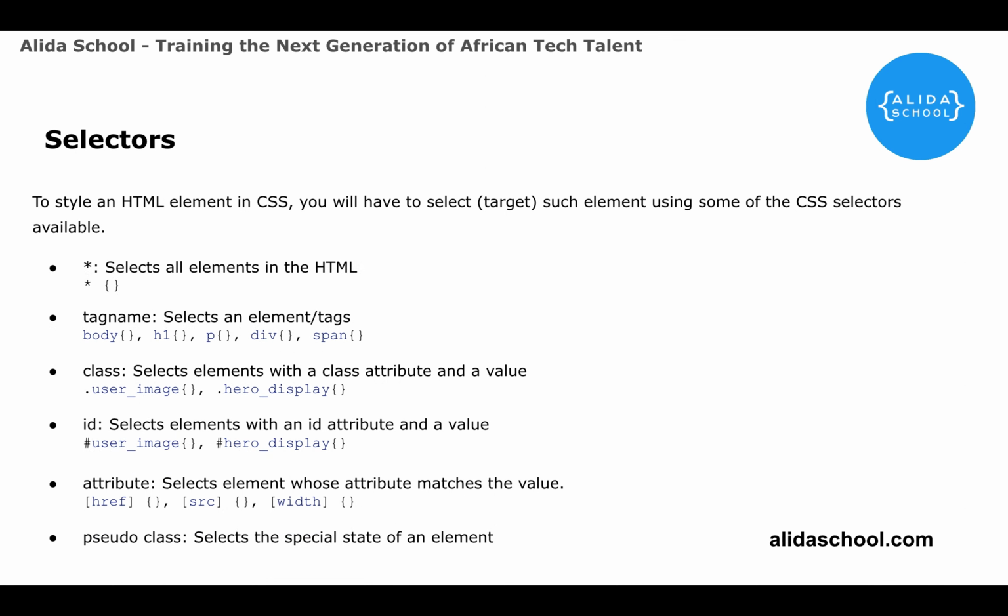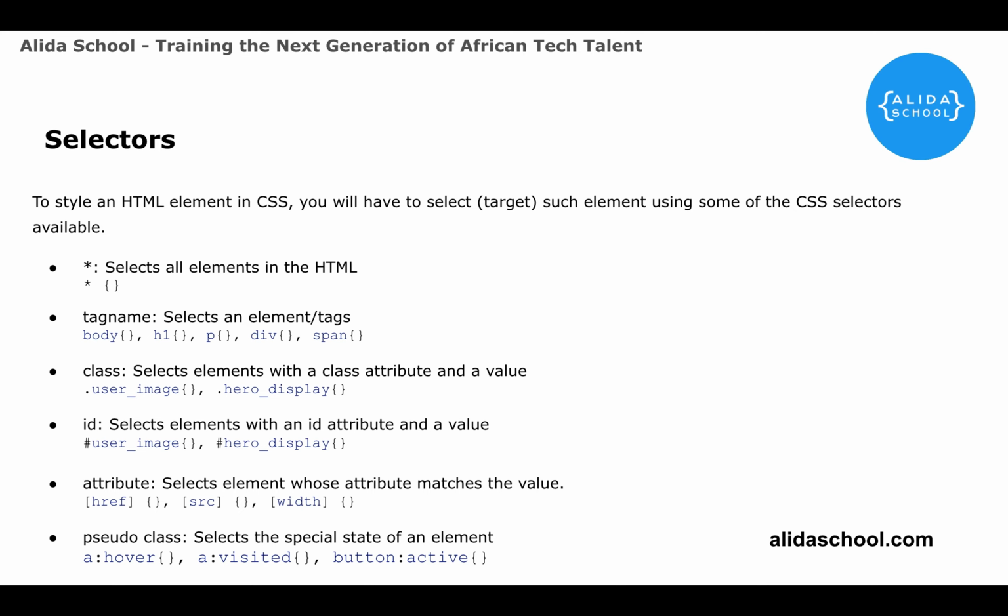Now you have the pseudo class. Now this pseudo class targets the special state of an element. For instance, if you are developing for an HTML link, when you hover with your mouse over that particular link, it's going to give you a special state called hovering.